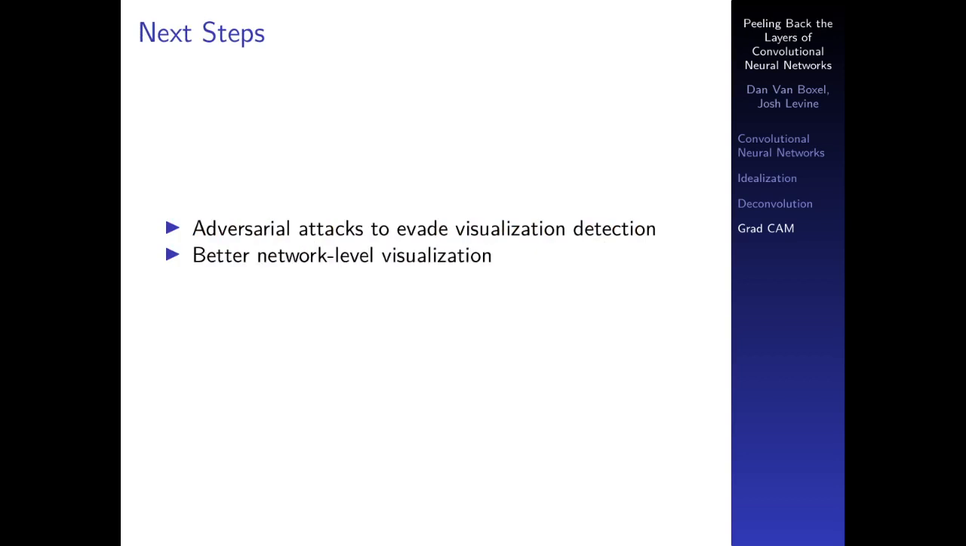These are all input-specific visualizations. If we could have something like the idealization process, but for a specific image, that's like a general GradCam, but that doesn't really work. Just better ideas for network-level visualization, I think, would be very interesting. And better generalization of these cam-like approaches.